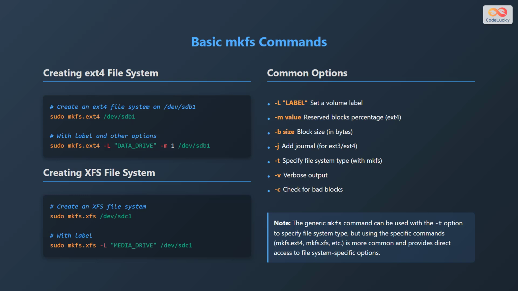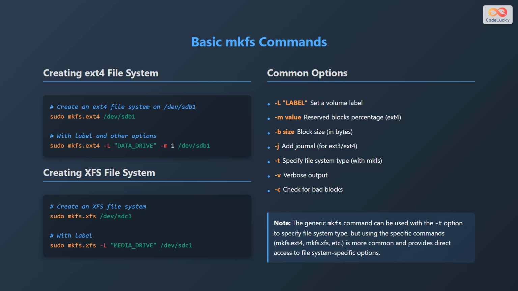Let's see some basic mkfs commands. To create an ext4 file system on /dev/sdb1, you can use the command sudo mkfs.ext4 /dev/sdb1. You can also add a label and other options like this: sudo mkfs.ext4 -L data_drive -m 1 /dev/sdb1. Here, the -L option sets the volume label, and the -m option sets the reserved blocks percentage.